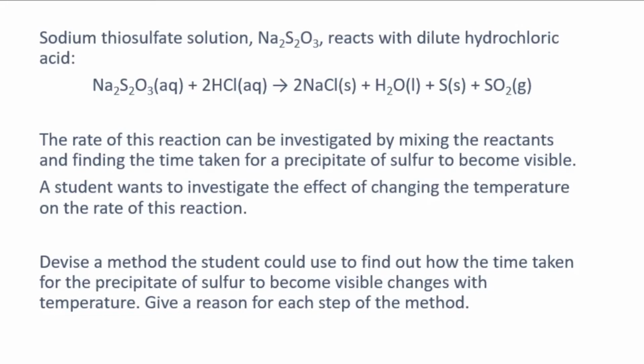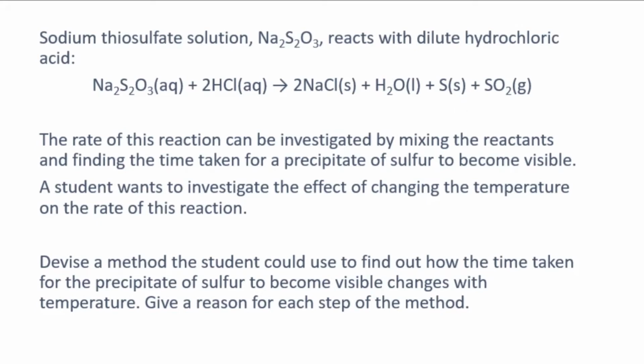And what can you tell me about sulfur if you see it in the products there? What's the important thing to note about it? Spot on, it's a solid. If you look at the state symbols, you can see the S and then they've got the bracket S. It's a solid here. So because of that, it's what we call a precipitation reaction.